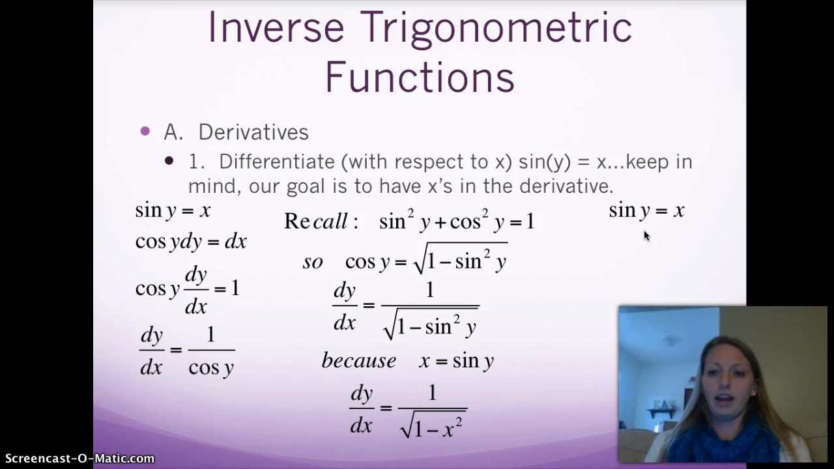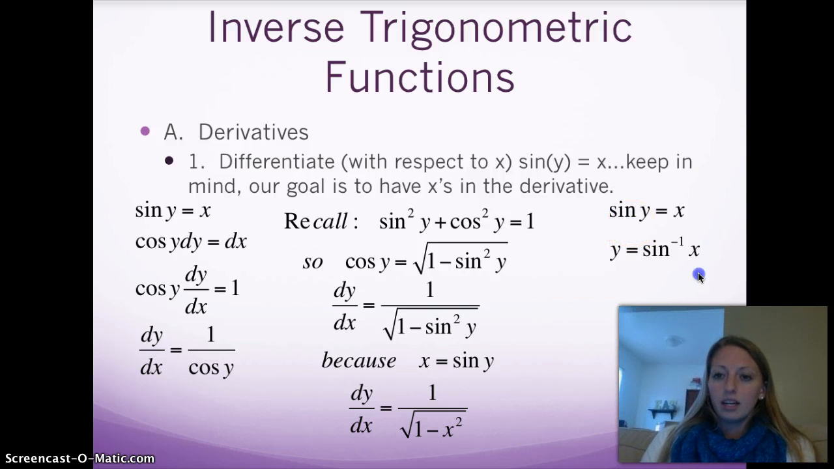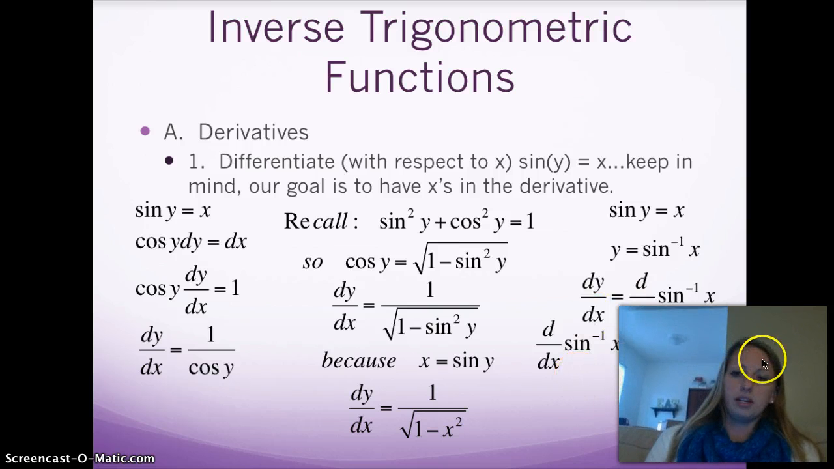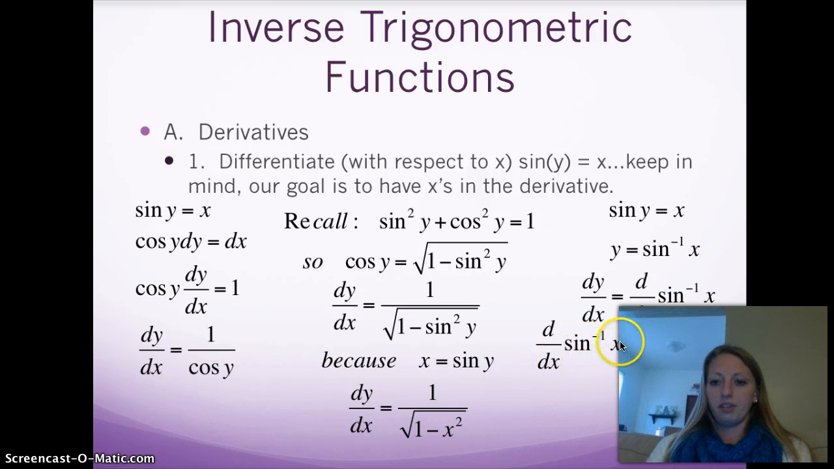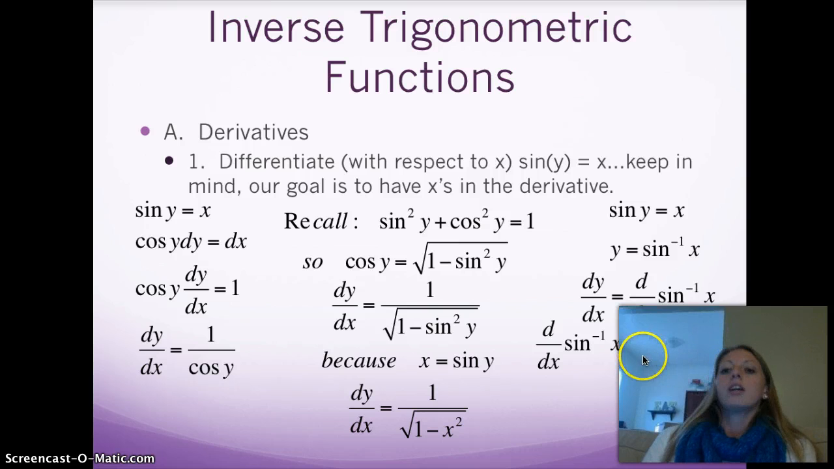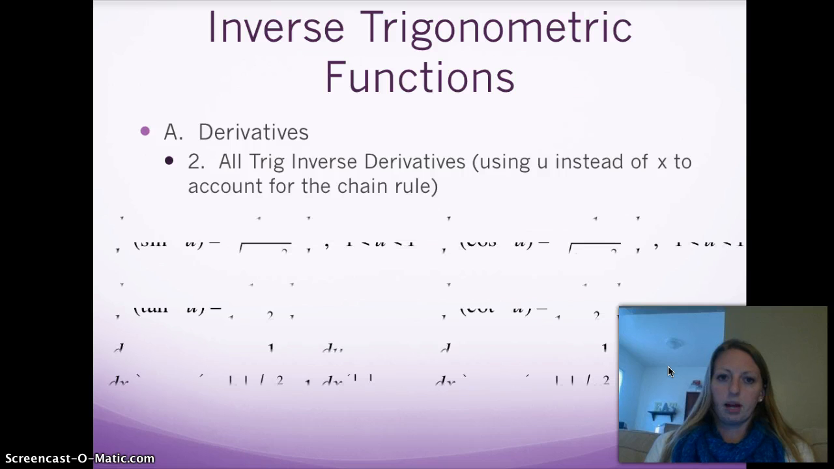So you take the sine inverse of both sides, and that would leave you with y equals sine inverse of x. This right here and this right here are the same thing. They mean the same thing, which is why dy/dx equals d/dx sine inverse x, which we just found out to be 1 over the radical of 1 minus x squared. So the derivative of sine inverse x equals 1 over the square root of 1 minus x squared.